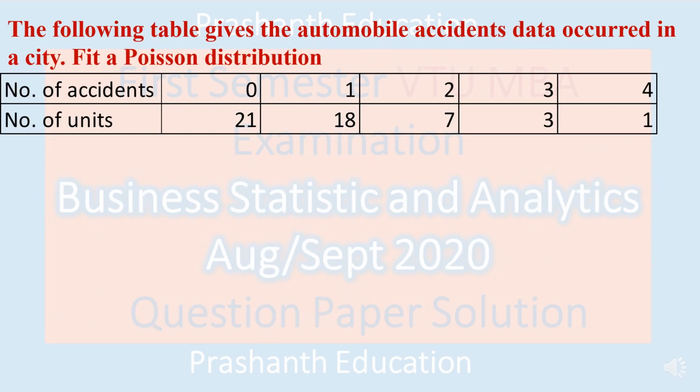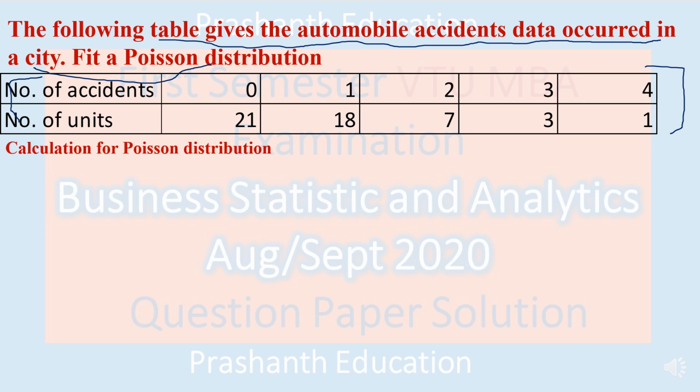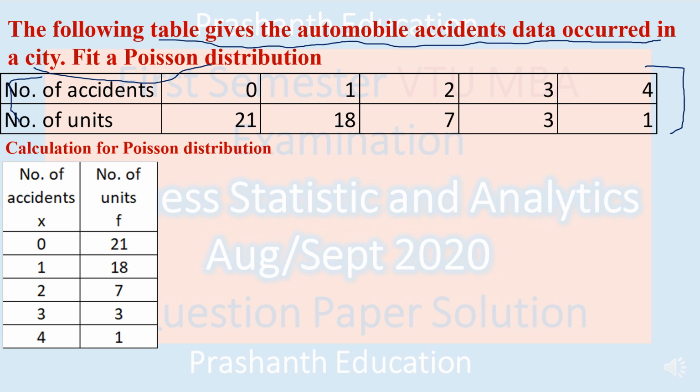Let's look at the next problem, what they're asking. The following table gives the automobile accident data occurred in a city, fit a Poisson's distribution. They have given number of accidents and number of units, and we need to fit a Poisson's distribution for this. Let's start with the first calculation. We know number of accidents, x, and I'm making number of units as f.